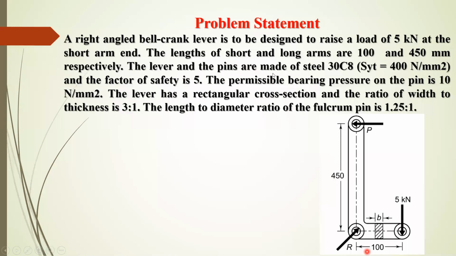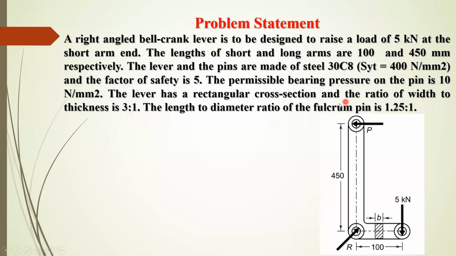The lever and pin are made of steel 30C8, the designation of a plain carbon steel, having yield strength of 400 Newton per mm square, and the factor of safety is 5. For lever and pin, the material is the same and the factor of safety is also the same. Then the additional data given is the permissible bearing pressure on the pin, 10 Newton per mm square. Here you can see this is the fulcrum and this is the fulcrum pin situated at this point. So the permissible bearing pressure on the pin is given as 10 Newton per mm square.